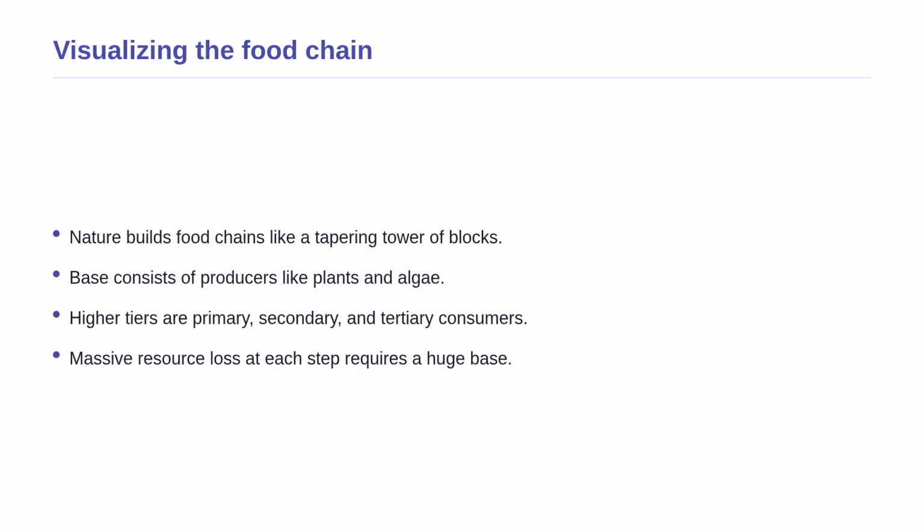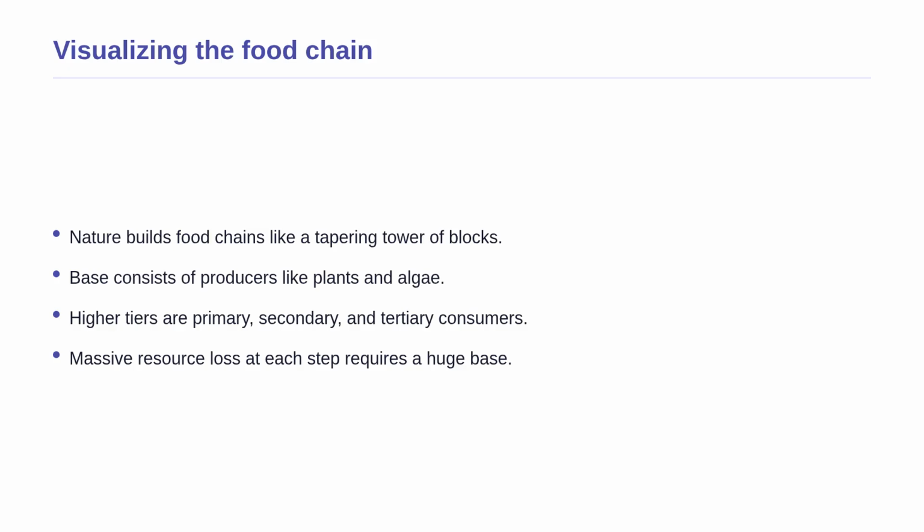Now that we know what we will be exploring, let us start by visualizing the food chain. Imagine you are building a massive tower out of wooden blocks. There's a strict rule. Every layer you build must be significantly smaller than the layer beneath it. If you start with a wide base, you can only stack a few layers before the tower becomes too narrow. This is exactly how nature builds a food chain, and it is the core intuitive idea behind an ecological pyramid.